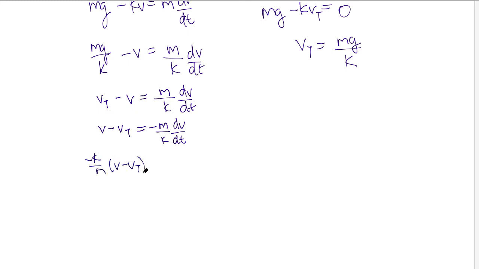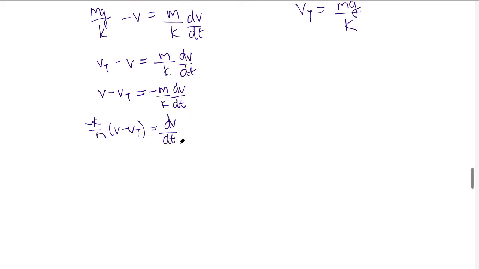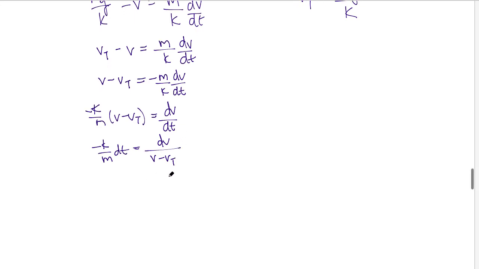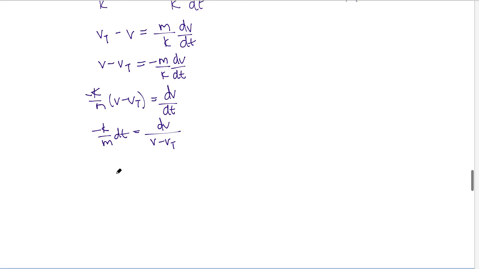So it becomes this function. And now I'm going to multiply by dt, at the same time dividing by this set in parentheses here. So what we end up with is negative k over m dt is equal to dv over v minus vt. So now we've separated these two variables, and we're going to integrate.